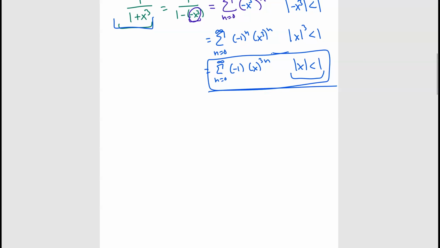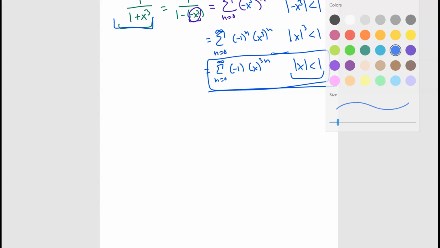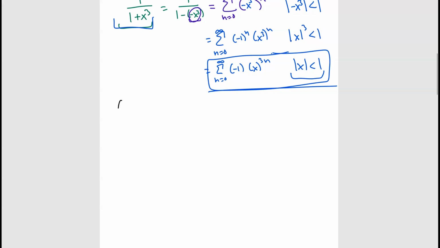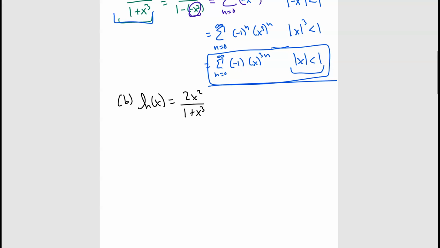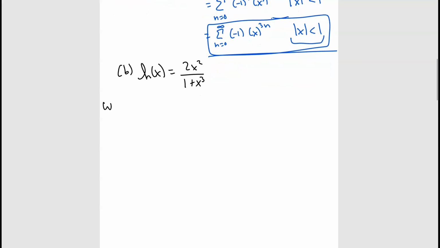All right, now it's not always going to be absolute value of x is less than 1. It can be a little bit different. Okay, so let's try another problem. Let's say we had h of x is equal to 2x squared divided by 1 plus x cubed. Okay, so let's first figure out what we know.